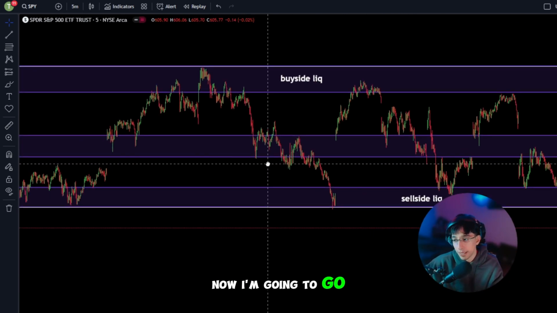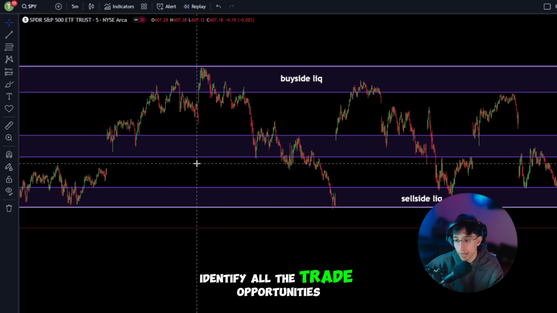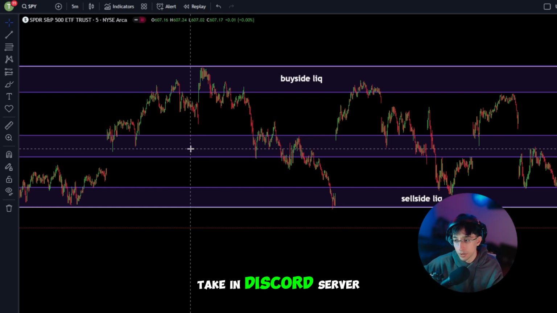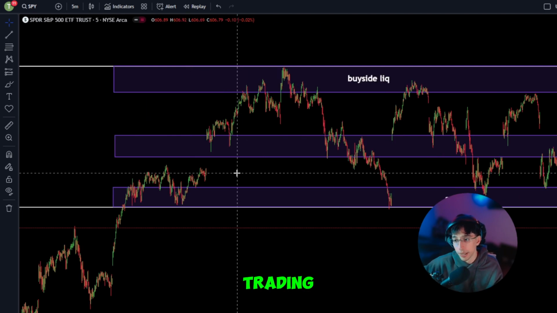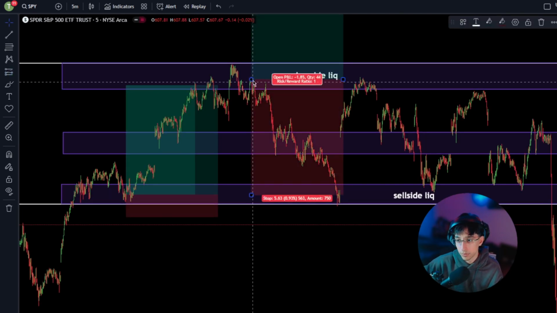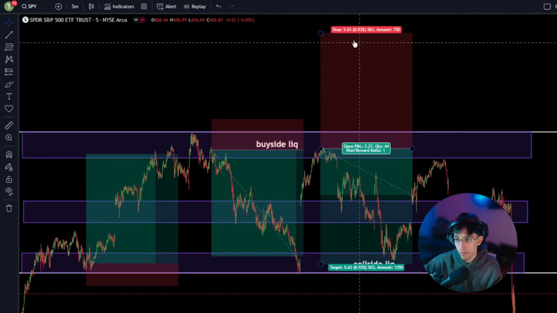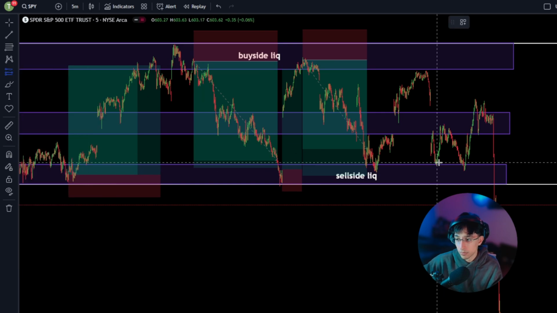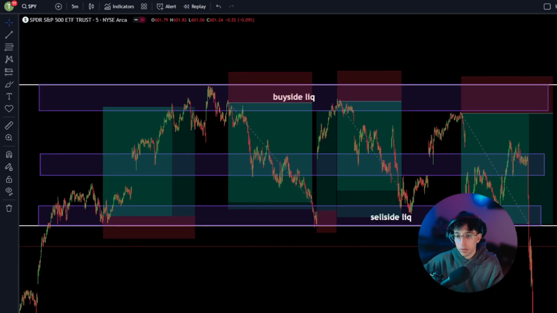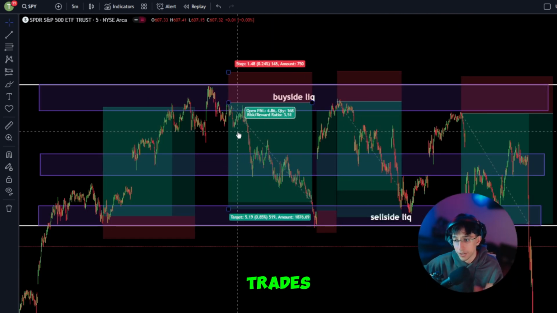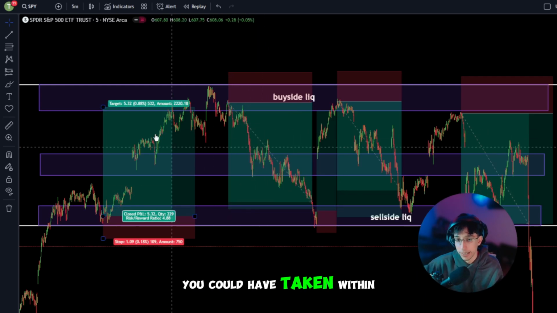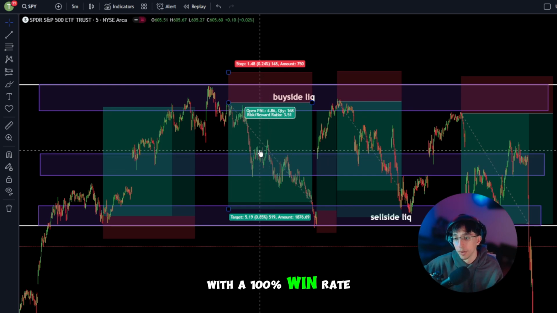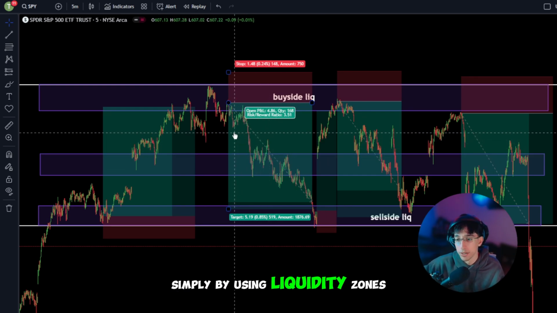Now I'm going to go in and I'm going to identify all the trade opportunities that we could have taken, or that we actually did take in the Discord server throughout these few days of trading. So these are the day trades, swing trades, or scalps you could have taken within these few couple days with a 100% win rate simply by using liquidity zones.